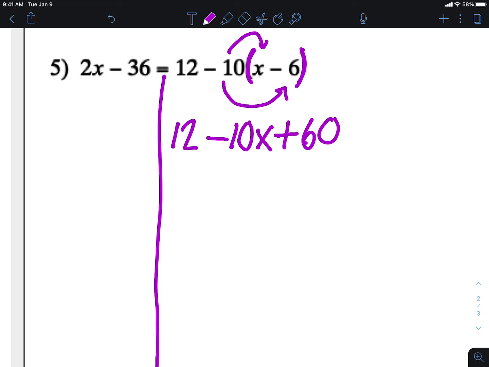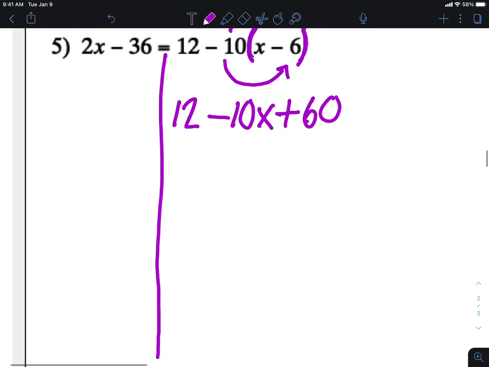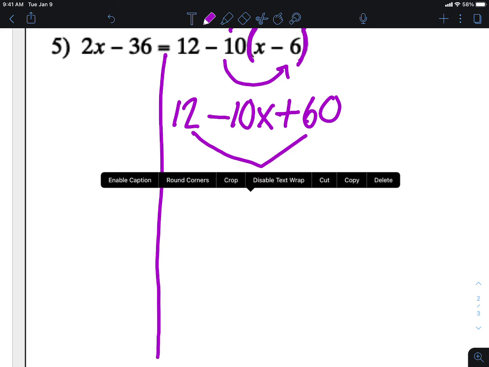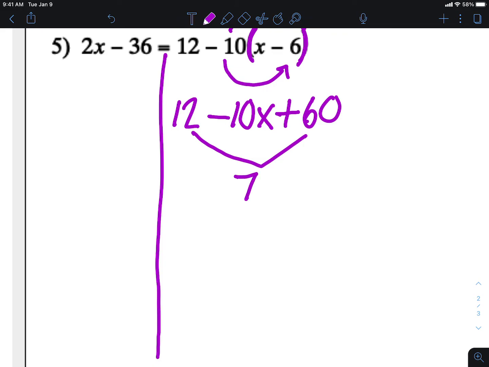I notice here on the right side that this is a regular number and this is a regular number, right? They're like terms. Why are they like terms? Well, they're like terms because they're just regular numbers. 12 doesn't have a variable in front of it, behind it. 60 doesn't have a variable behind it. So let's combine these two. 12 plus 60 is 72.